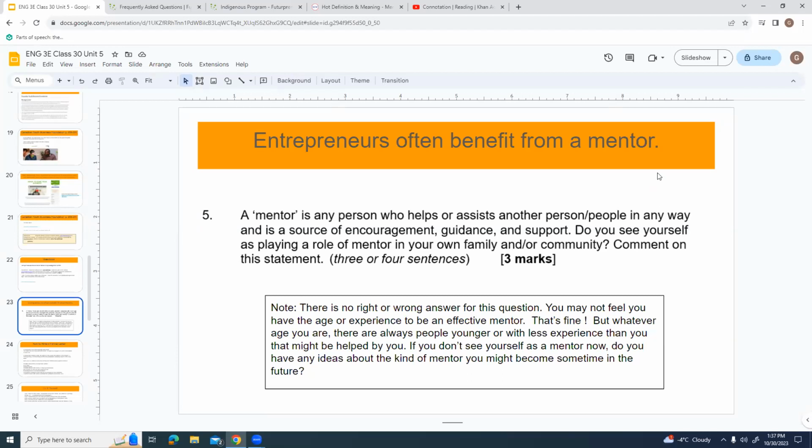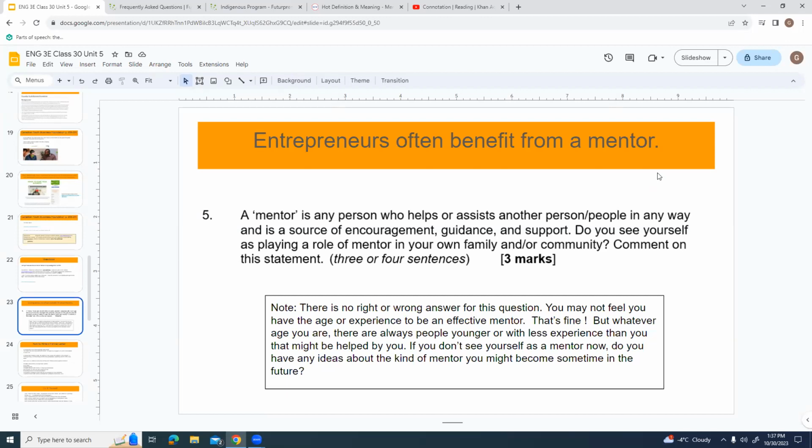I want to say there's no right or wrong answer for this question. You may not feel that you've got the age or experience to be an effective mentor, because I know I've got a really wide range of ages in this course. That's fine. But whatever age you are, there's always people younger than you that have less experience than you that might be helped by you. Even if you're, say, 16 or 17 years old, there's still maybe kids in your community who are 9, 10, 11, 12 who could use someone to look up to, someone to help them.